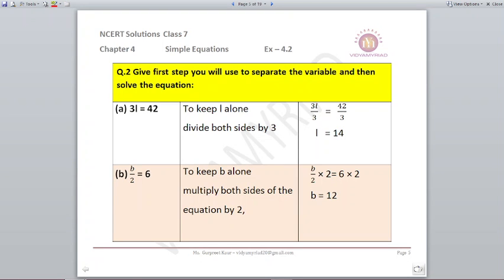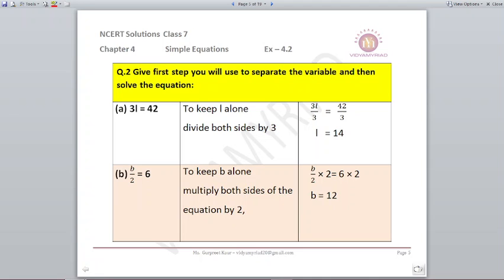Question number 2. Give the first step you will use to separate the variable and then solve the equation. Now what will be the first step to make the variable alone? It is written 3L is equal to 42. To make L alone, I need to divide both the sides by 3 because it is 3L. So I need to do 3L upon 3. I need to divide it by 3, so 3 will get cancelled, so only L will remain. So likewise I will proceed further.